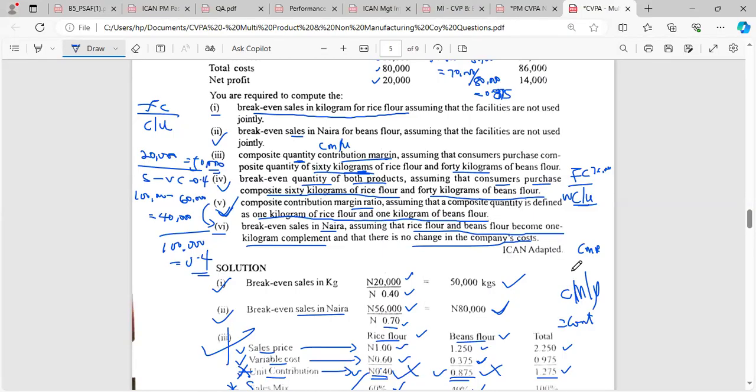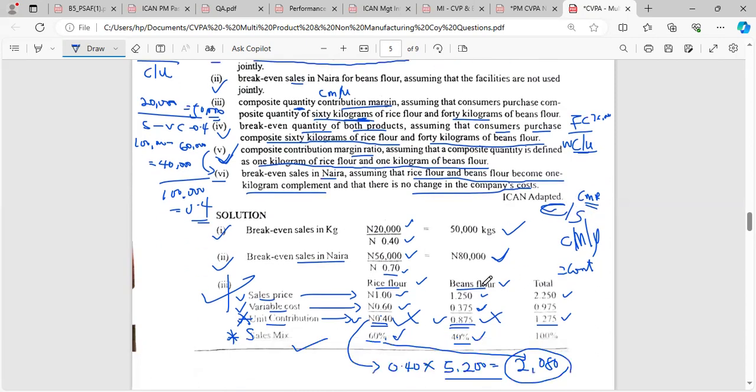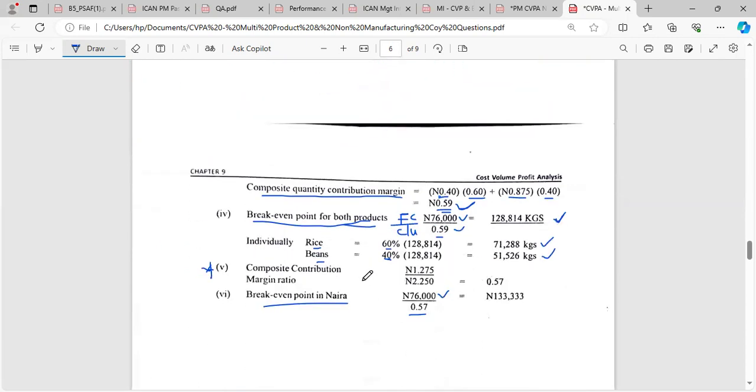All right, so what's the formula for contribution margin ratio? Contribution divided by sales. That's the formula for contribution margin ratio, and that's what we're trying to calculate here: composite contribution margin ratio. So that's the formula they applied here. I think this is contribution and this is sales per unit, per kilogram.